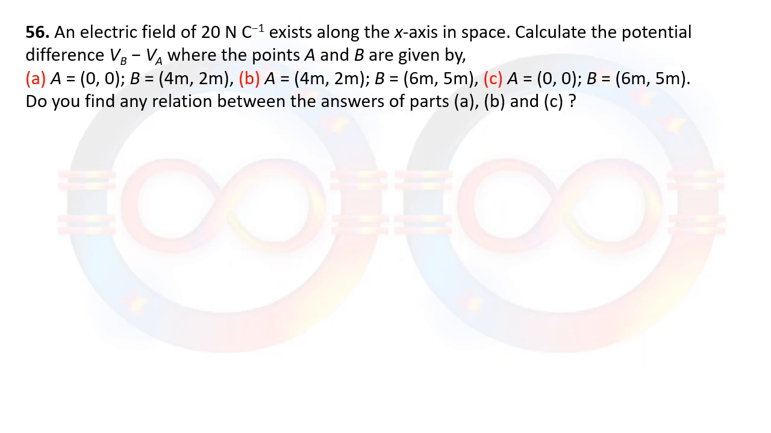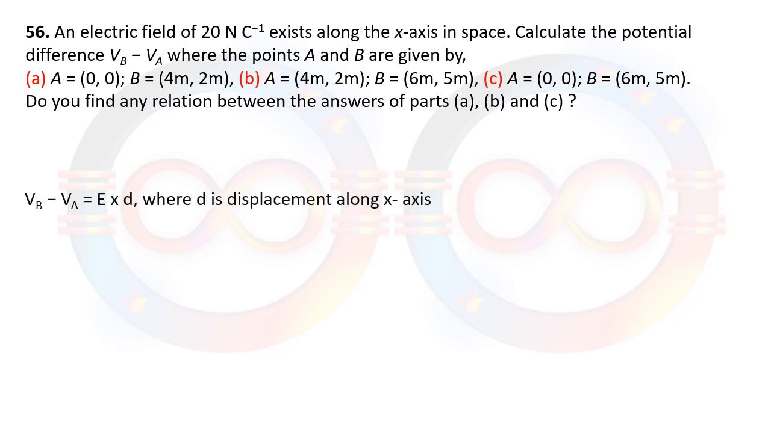Question number 56. There is an electric field of 20 Newton per coulomb along the x-axis. The direction is given, so we can say 20 i. Calculate the potential difference VB minus VA, where the points A and B are given in terms of coordinate points. In part A, A is 0, 0 and B is 4 meter, 2 meter, then in part B, A is 4 meter, 2 meter, and so on.